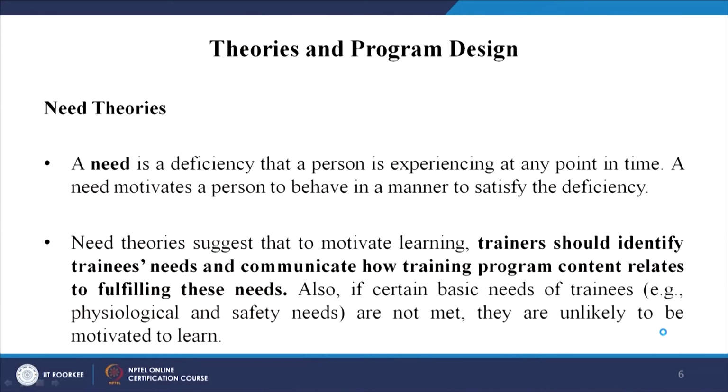Also, if certain basic needs of trainees, for example the physiological and safety needs, are not met, they are unlikely to be motivated to learn. So many times there is the joke that you should have good food arrangements during the training program. Why is it like this, that they are coming for the food? But the question is, yes, respect is required.